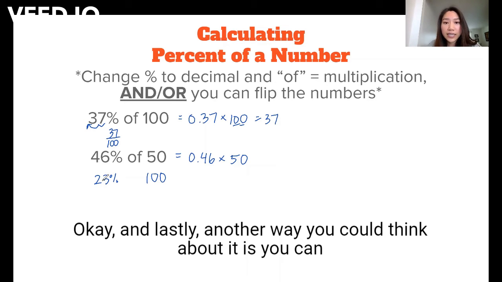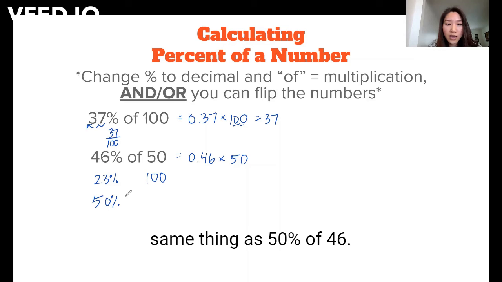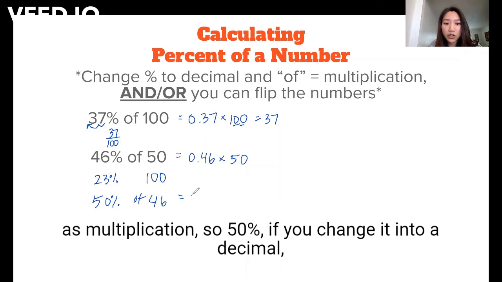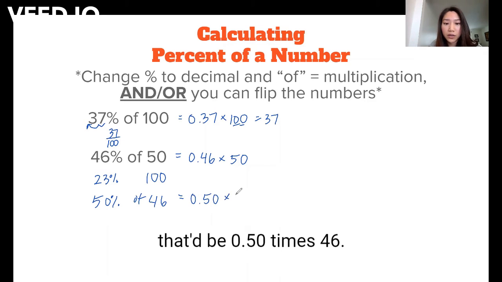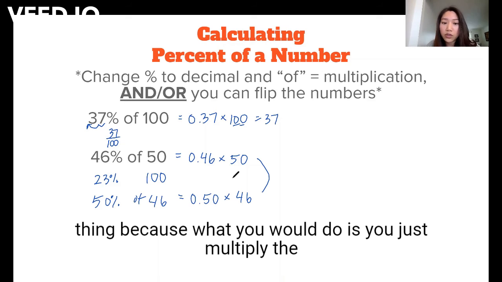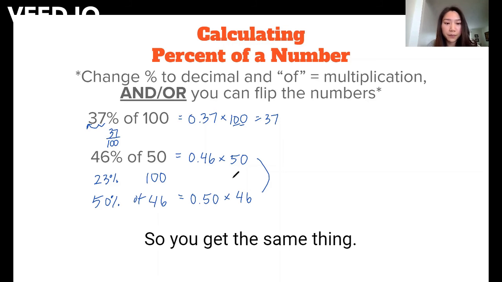Okay. And lastly, another way you could think about it is you can actually flip the numbers. So 46% of 50 is actually going to be the same thing as 50% of 46. And the reason for this is because if you think about this as multiplication, so 50%, if you change it into a decimal, that'd be 0.50 times 46. So these two multiplications are essentially the exact same thing, because what you would do is you just multiply the two numbers, the 46 and the 50, and then you have two decimal places. So you get the same thing.